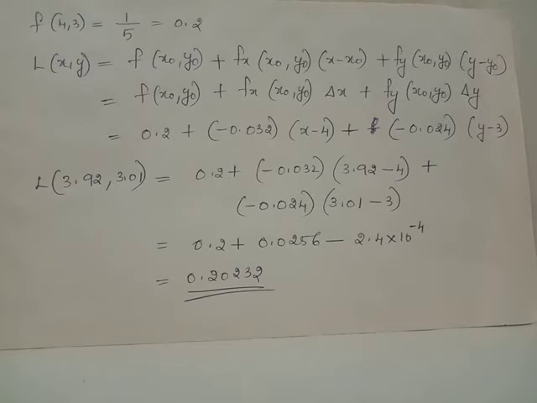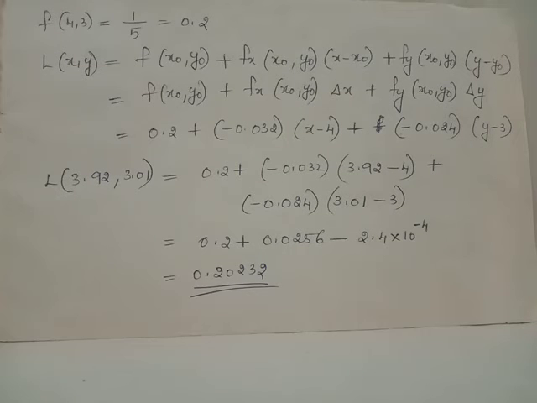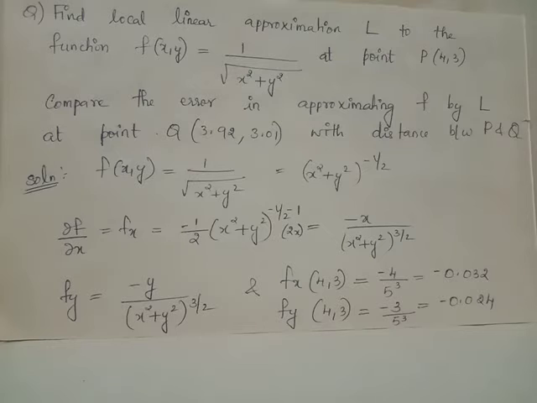We have f of x naught, y naught equals f of 4, 3 equals 1 by 5 by giving x equals 4 and y equals 3 in the function f of x, y equals 1 by root of x square plus y square, thus obtaining f of 4, 3 equals 0.2. Thus we have local linear approximation capital L evaluated at points x naught, y naught equal 4, 3 obtained as L of x, y equal 0.2 plus negative 0.032 multiplied to x minus 4 plus negative 0.024 multiplied to y minus 3.